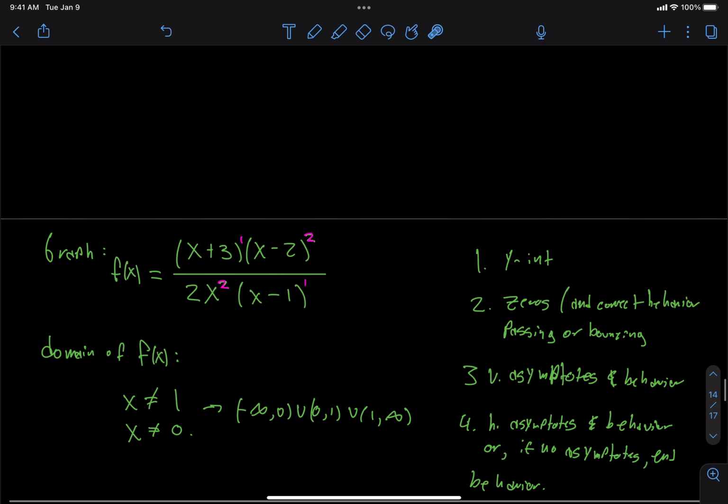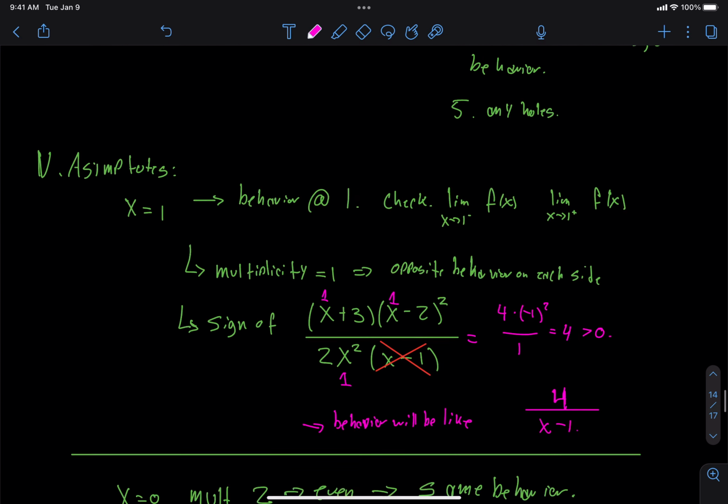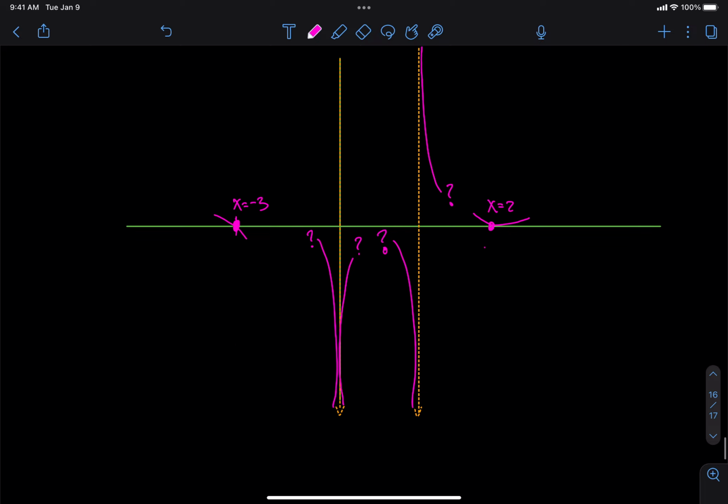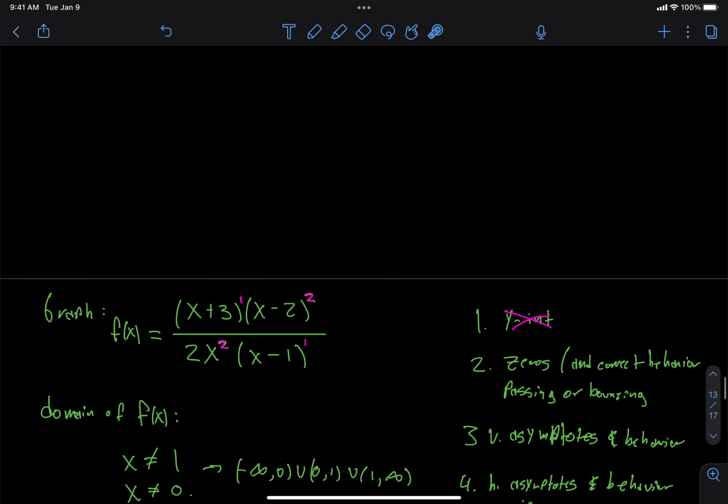But that's okay, because you know what? We just don't have a y-intercept for this problem. The reason we don't have a y-intercept is because x equals 0 is not in the domain. So there's no point on this because it's an asymptote. So no y-intercept for this case.